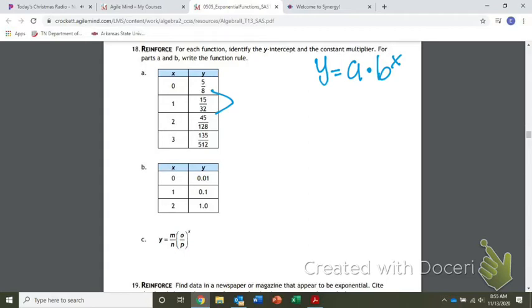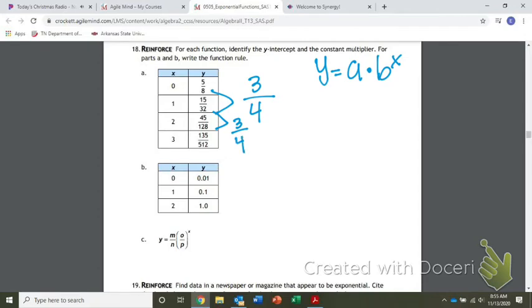I'm multiplying by 3. So on my numerator, I've got a 3. On my denominator, I'm going from 8 to 32, so I'm multiplying by 4. Same thing again. From 15 to 45, I'm multiplying by 3. And on the bottom, I'm going from 32 to 128, so I'm multiplying by 4.